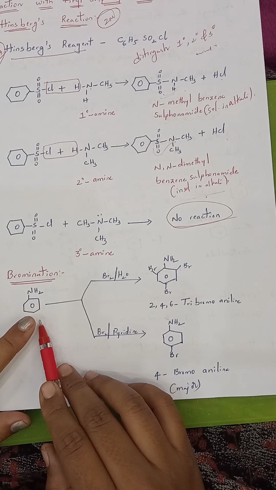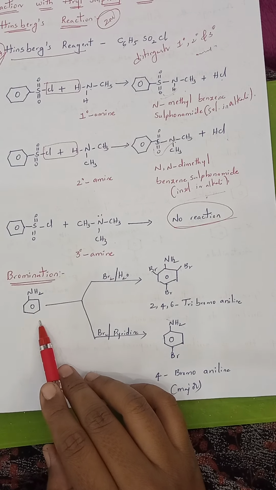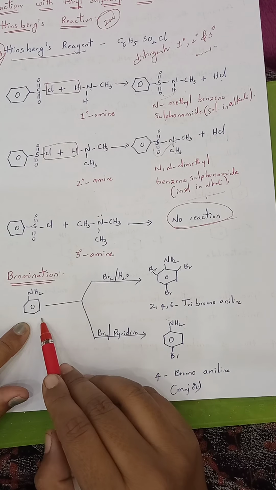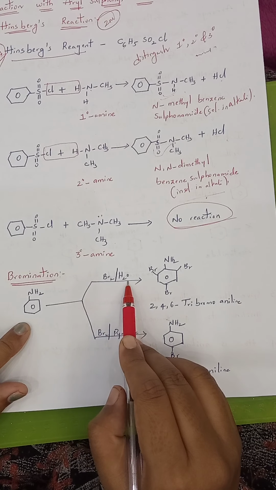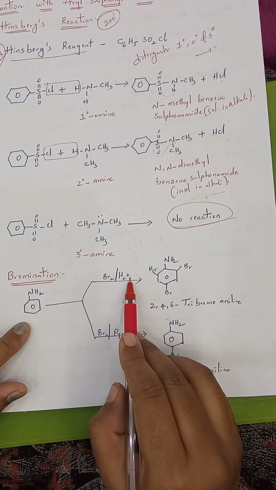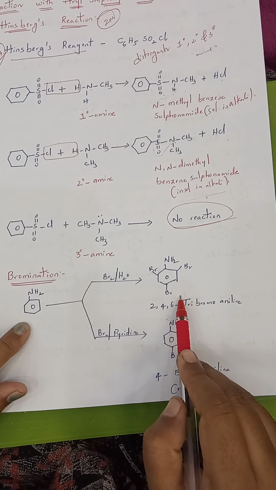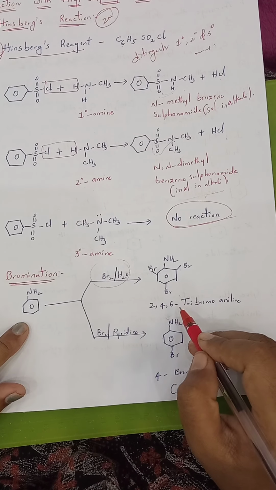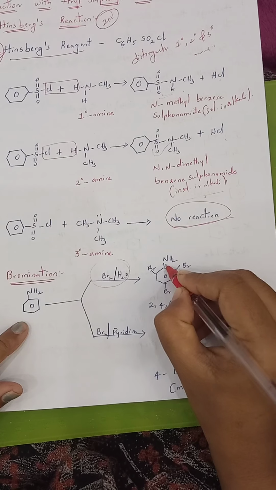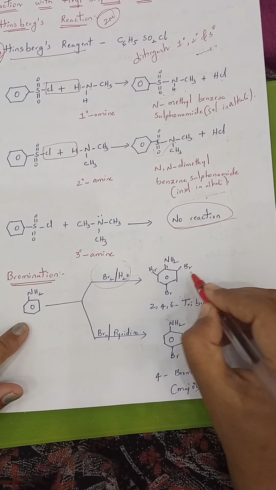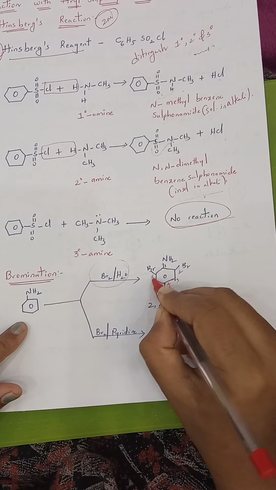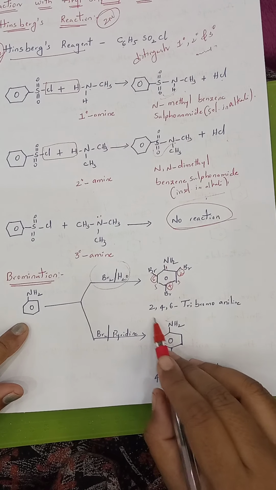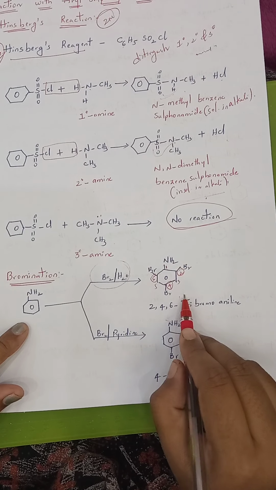Now the next chemical property is bromination. Bromination is nothing but substitution of bromine on the benzene ring. Especially this bromination takes place only on aromatic amines. When aromatic amine undergoes bromination in water, it gives a tri-substituted product. This is the strongest brominating agent, so we get a tri-substituted product. The amine-containing position is first, then second, third, fourth, fifth, sixth. At the second, fourth and sixth positions bromines are present, so we call it 2,4,6-tribromoaniline.